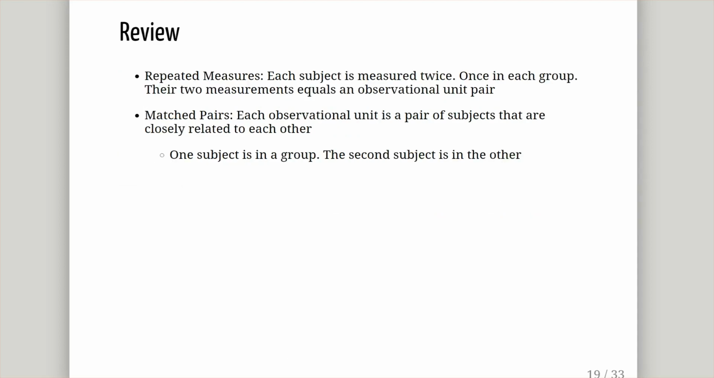There are two types of paired designs. First is repeated measures, where each subject is measured twice, once in one group and once in the other. Their two measurements together equal an observational unit pair. The second type is called matched pairs. You're going to take two observational units you believe are strongly related with each other. They're very similar to each other, and you pair them up. One subject you'll put in one group, the other subject will be in the other group.